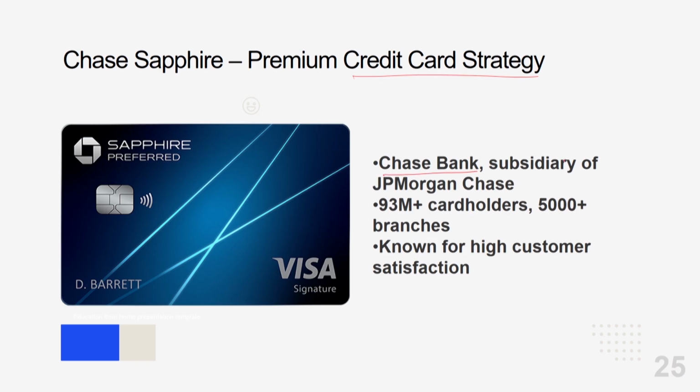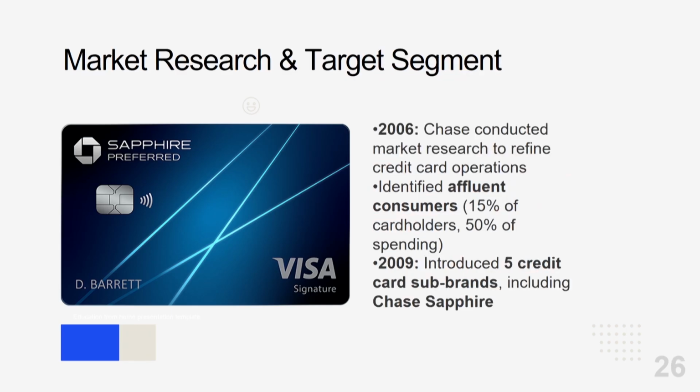So Chase Bank is a subsidiary of JP Morgan Chase, and 93 million plus card holders are on the roster. 5,000 plus branches exist, and they are known for their high customer satisfaction. So which means that people who bought from Chase, they were very, very highly elated with the services that they received from them. So in 2006, Chase conducted market research to refine their credit card operations.